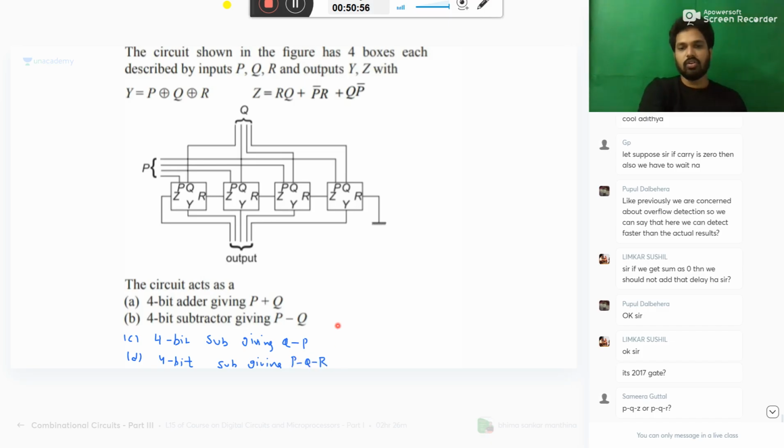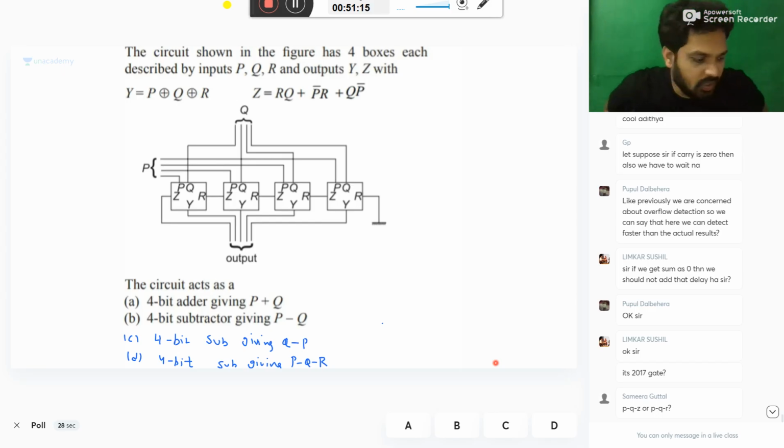So shall we start the poll? Just listen. Earlier we took adders. Here we are taking subtractors or adders. You check it and decide what condition you should answer. Start the poll. Right, the poll starts.